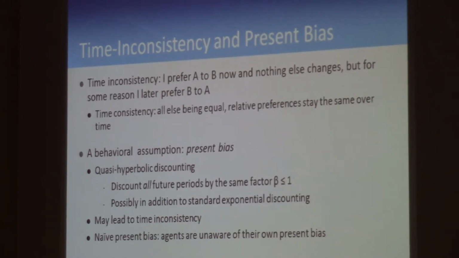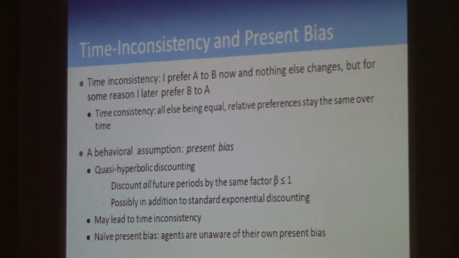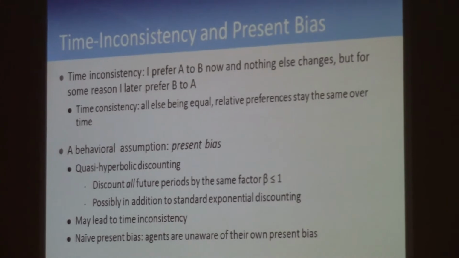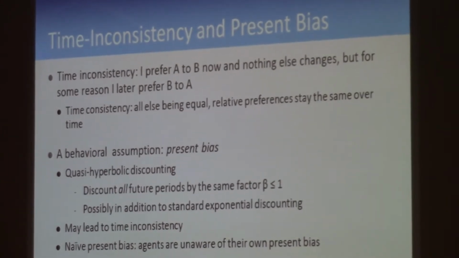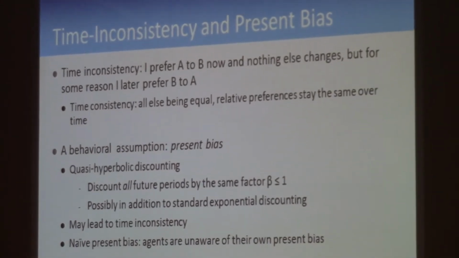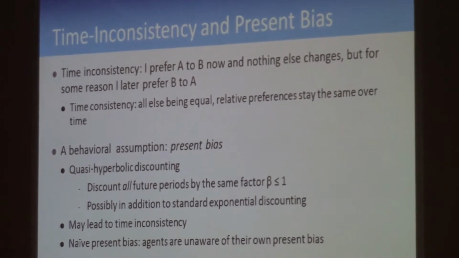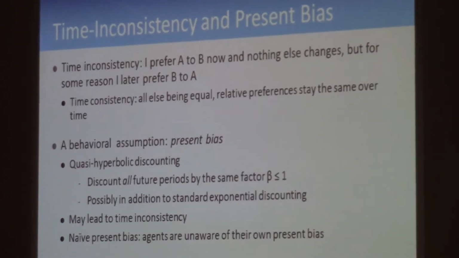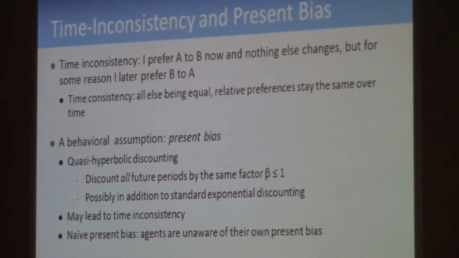But it can happen. One reason it can happen is this phenomenon known as present bias. You can get it through a discounting scheme, which says, instead of the standard exponential, where in every period I apply a discount factor again, I say everything in the future gets discounted by a flat beta parameter less than or equal to 1, and only the present doesn't get discounted. And this, as we're going to show, can lead to time inconsistency.